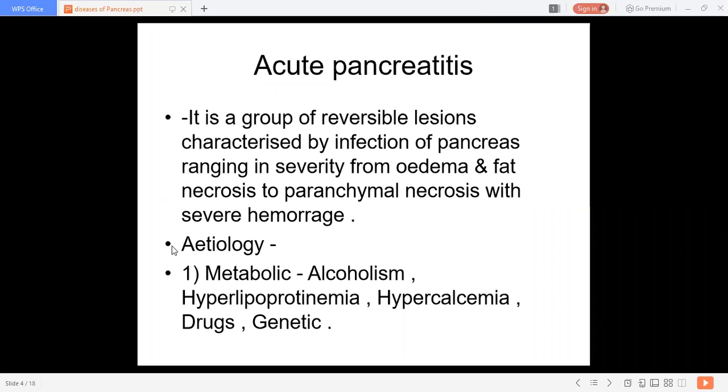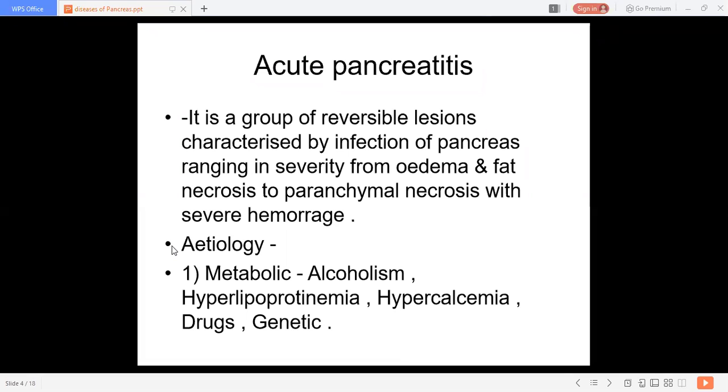So these are reversible lesions ranging in severity from edema and fat necrosis up to parenchymal necrosis. The reversible changes are those up to edema and fat necrosis. But whenever there is parenchymal necrosis and severe hemorrhage, there will be no recovery, no reversible condition. Now we will look at the etiological factors of acute pancreatitis.